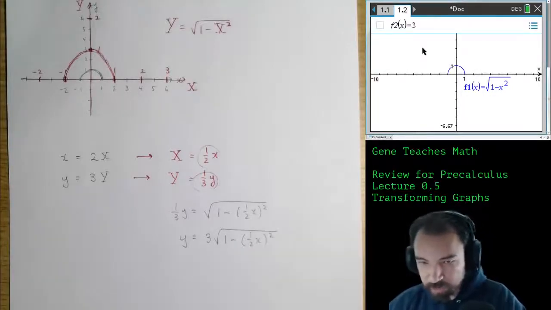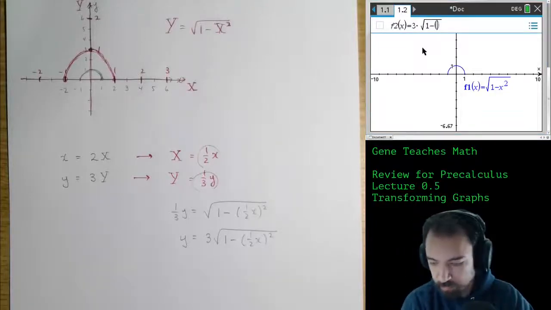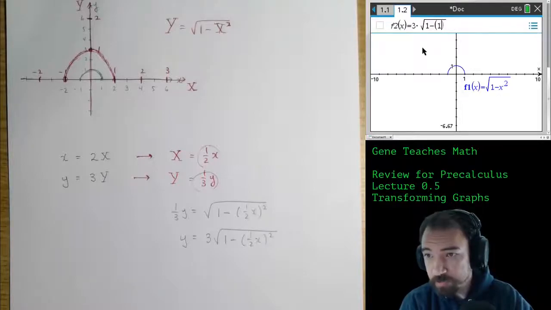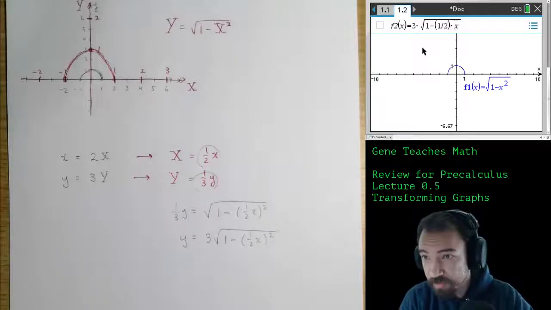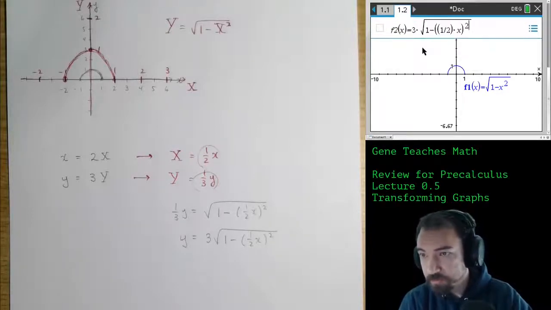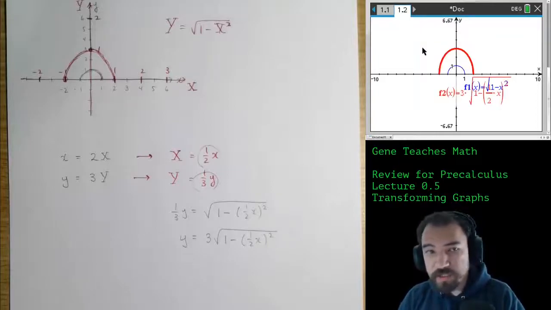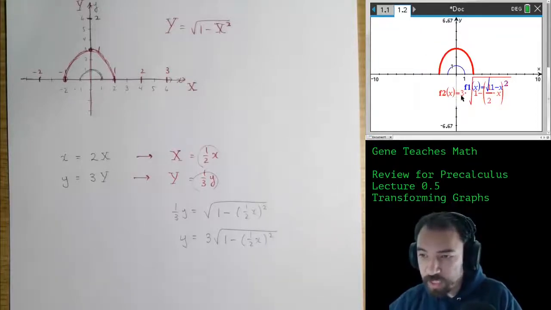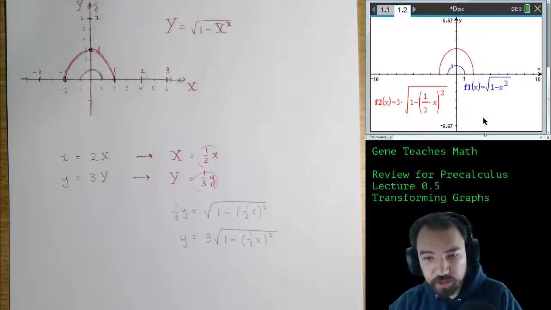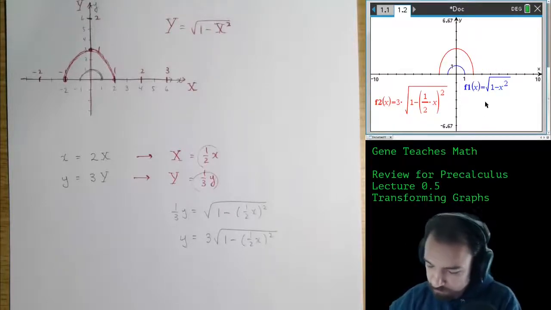So we'll have 3 times 1 minus, parentheses, 1/2 x, and then I want that whole thing to be squared. So I'll go ahead and say 1/2 times x, put it in parentheses, and square this. Hit that button. And that is exactly what we see. We've stretched it out by a factor of 2 along the horizontal and a factor of 3 along the vertical.